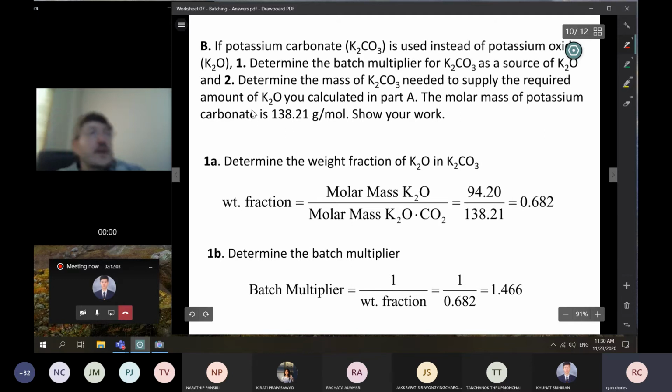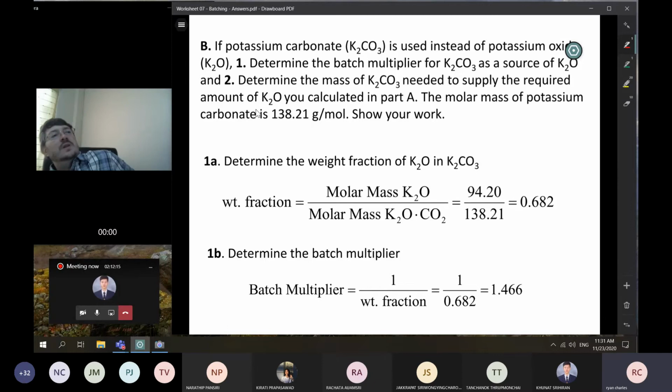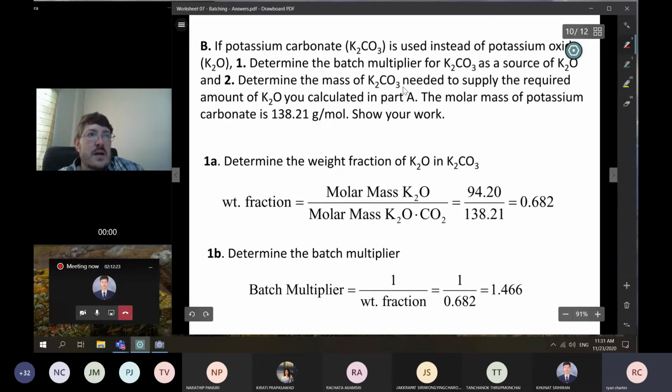All right. So we need to know how to correct it. We need a correction factor. In this case, it's called a batch multiplier. All right, that's our correction factor, the batch multiplier. So determine the batch multiplier for potassium carbonate as a source of potassium oxide, and then determine how much of the carbonate we need to supply the required amount of oxide we calculated in part A, right?